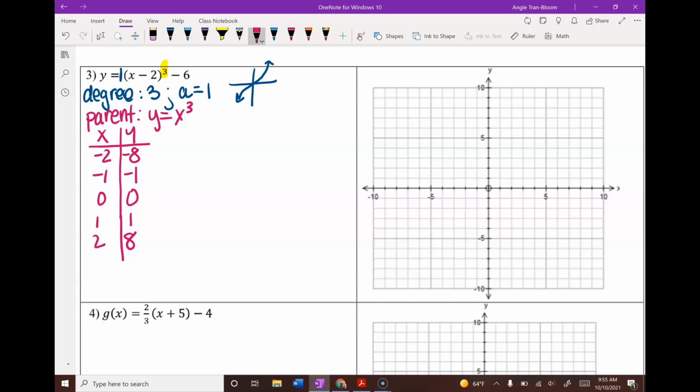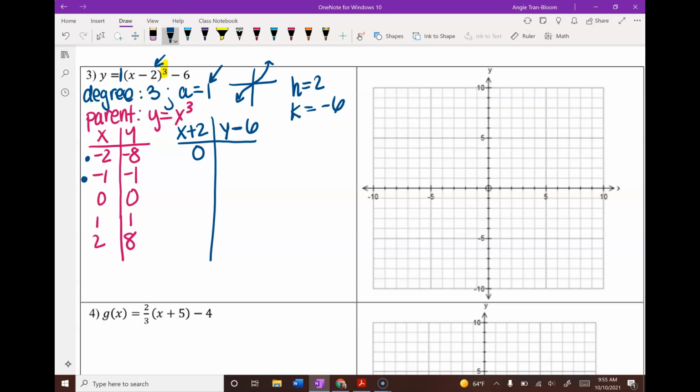Okay, so we have an a value of 1 here, students. So that's not going to stretch or compress or anything. We can get an h value. H value is 2. And a k value of negative 6. And make a transform table. So x plus 2. And then y minus 6. So negative 2 plus 2 is 0. Negative 1 plus 2 is 1. 0 plus 2 is 2, and 3 and 4.